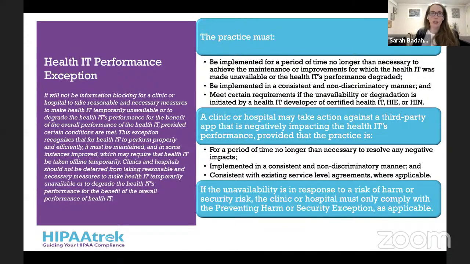If you are trying to utilize the health IT performance exception because of a security risk or a risk of harm, then you need to utilize a different exception and not the health IT performance exception. This is only for when you are making your systems unavailable or you're degrading the performance of it in order to perform maintenance or improvements to the health IT services themselves.